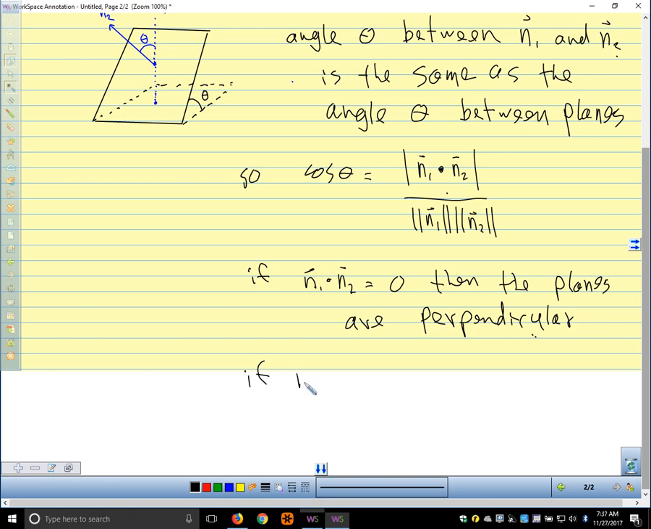If n1 equals some scalar multiple of n2, then what's the case there? The planes are parallel.